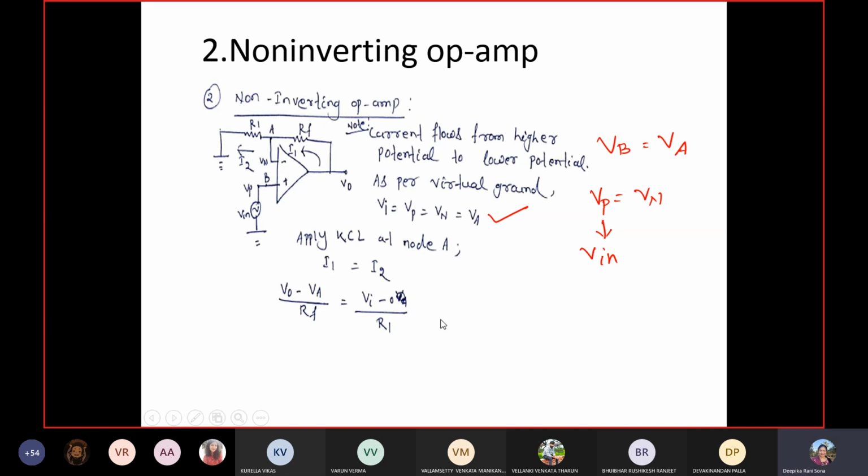Okay. So if we solve this one, how much do we get, guys? Let's solve this one to get the output voltage equation. Let's begin with that. V0 by Rf minus Va. Va is how much now, guys? The next line I'm solving. Va is Vin, so V0 by Rf minus Vin by Rf is equal to Vin by R1. So let's take the Vin term to one side. So how much do we get?